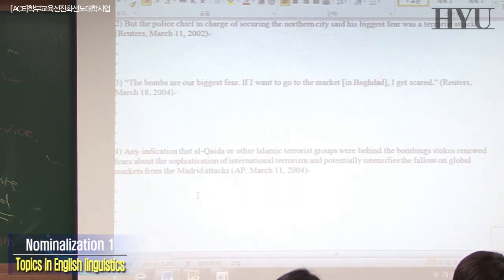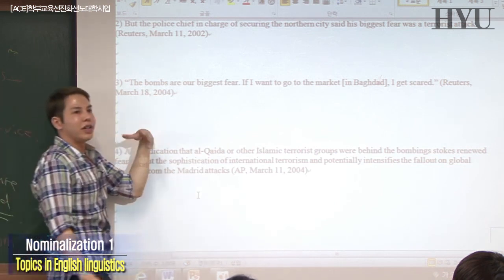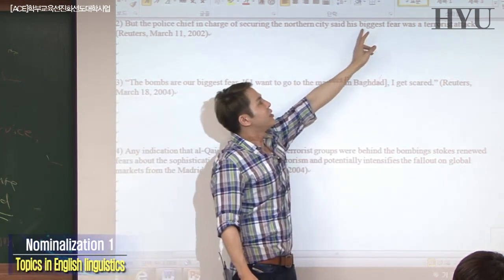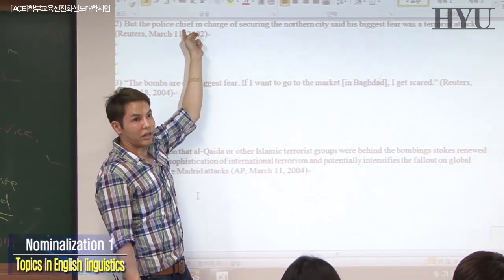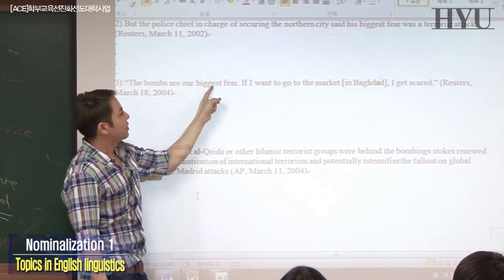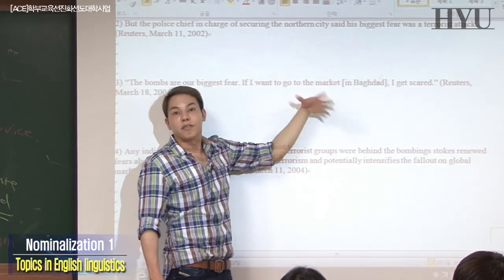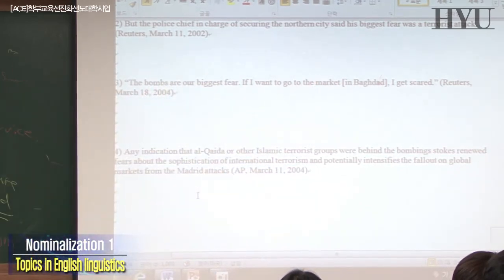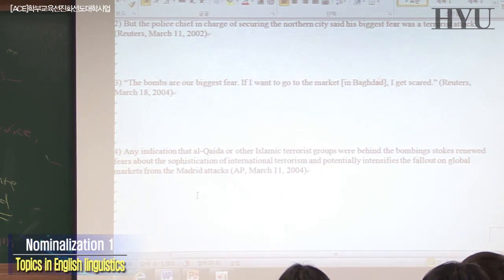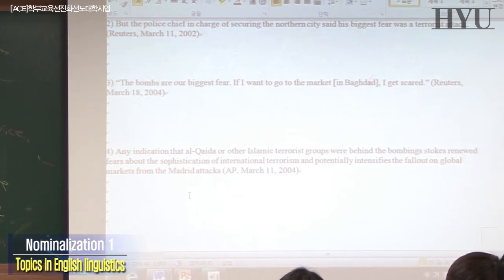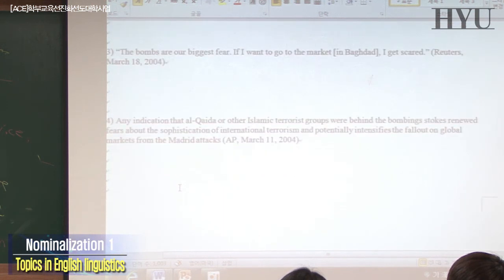But in these two instances, you can tell whose fear it is. Like his biggest fear, there's his, so you can say that it's the police's fear, right? And in this case, our biggest fear, our meaning people in Baghdad, for example. So in this case, the agent, the sensor, might be easy to retrieve, might be easy to guess, okay? And yet, fear has become a thing now, right? And it has size too, okay? Because a noun can have adjectives, right?